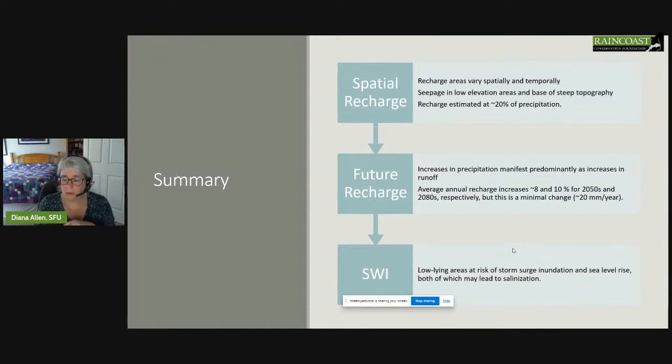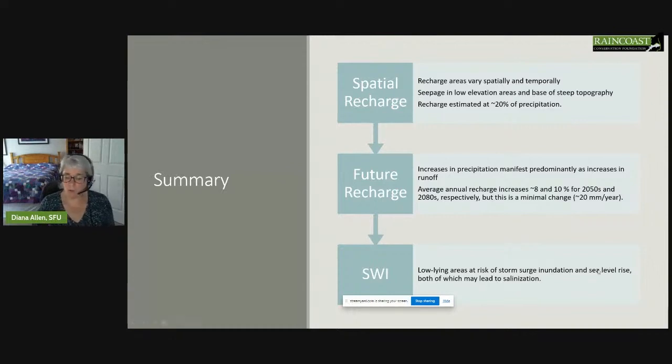Future recharge increases in precipitation will mostly be in the form of increased runoff, and average recharge may increase by 10% on an annual basis into the future. But you have to remember that the recharge is such a small percent of how much water goes in anyway, that we might be talking about 20 millimeters a year more recharge, if that.